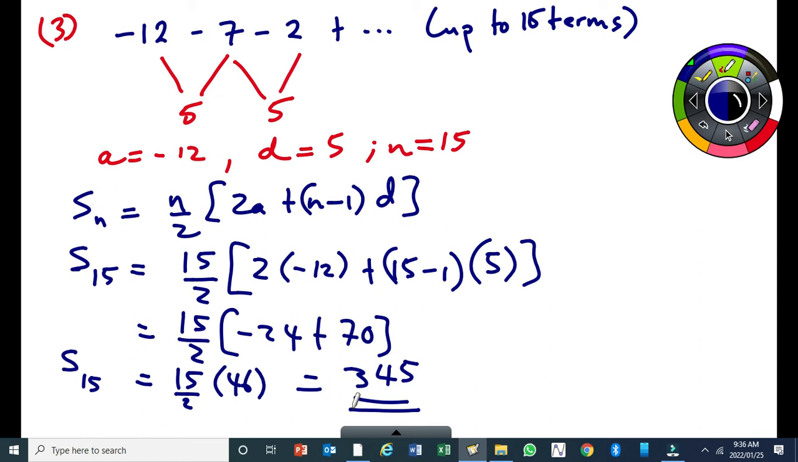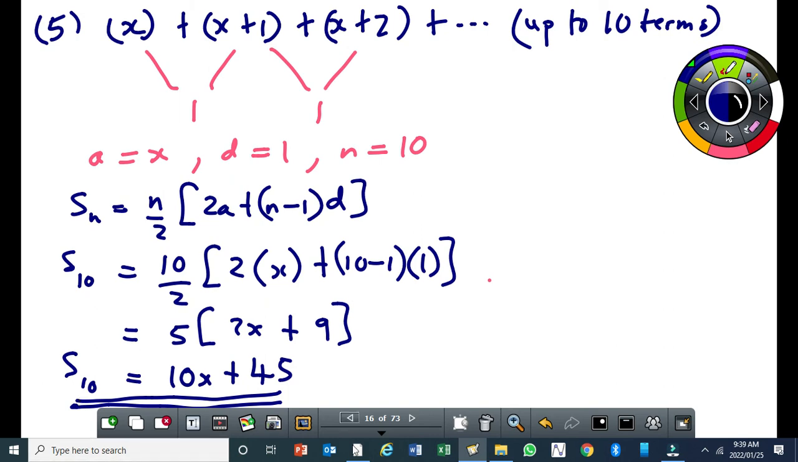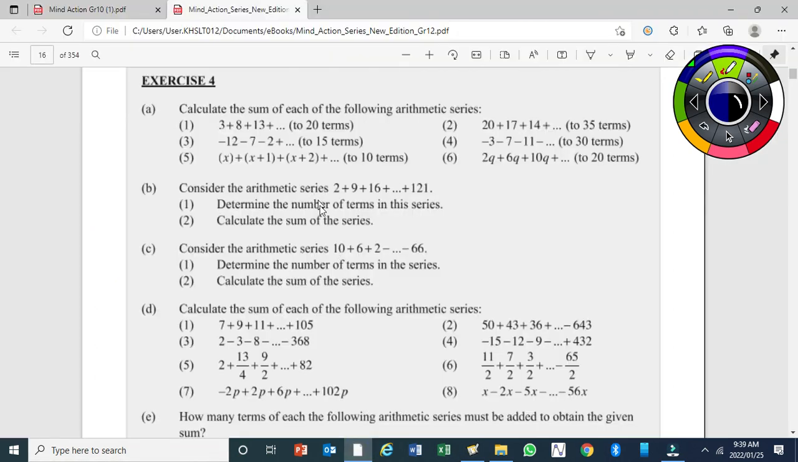Any question? Well, if you don't have a question then allow me to move on to the next exercise. Right, we are going to do B now. Right, B. So consider the arithmetic series. So let me bring that to my e-beam quickly.